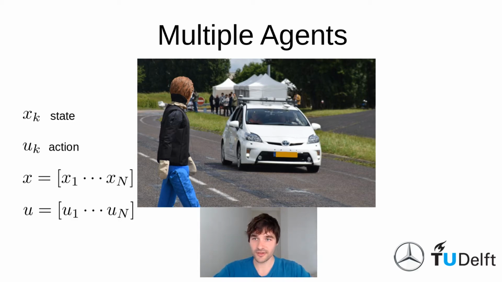So some notation first. The state here is X. K is the index that tells us which agent we're talking about. U is the action. X without an index means all the states of all the agents. So it could be positions, velocities of each agent. And the actions, U is the collection of all the actions of all the agents.